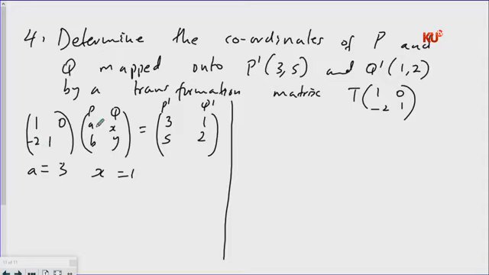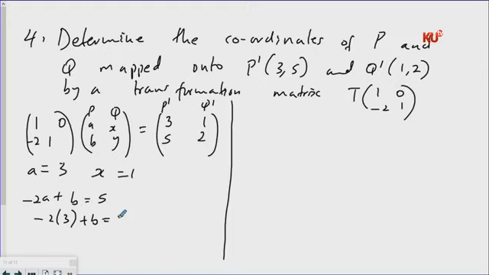Negative 2 by A, negative 2A, plus 1 by B is B, should be equal to 5. But remember, our A is 3. So replace here 3. Negative 2 into 3 plus B is equal to 5. This will imply that B is equal to 11.